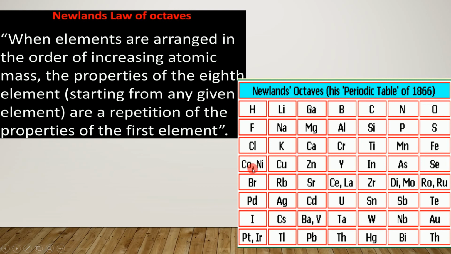No. Then again come to next, cobalt and nickel. The eighth element for cobalt and nickel is bromine. Bromine is similar to chlorine but not to cobalt and nickel. So the periodicity was not continued after calcium. The properties were not repeated regularly. They were repeated but not regularly as he proposed for the eighth element. This was the second drawback.